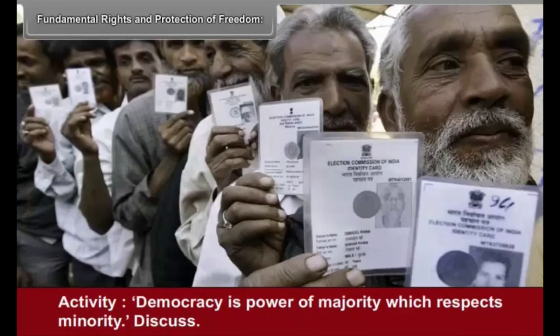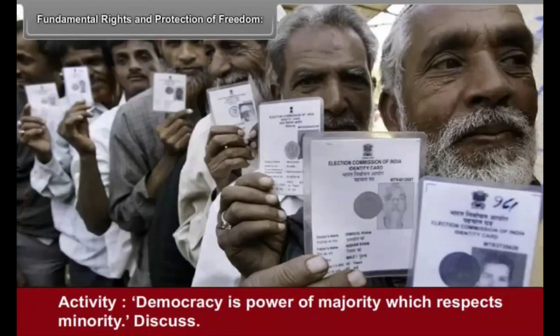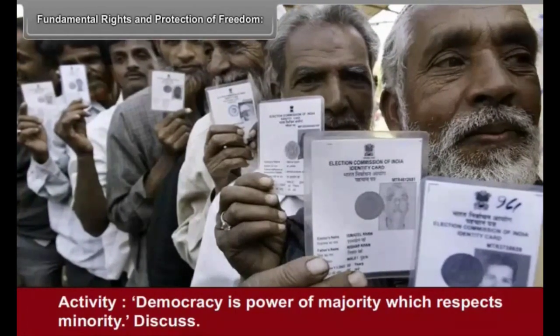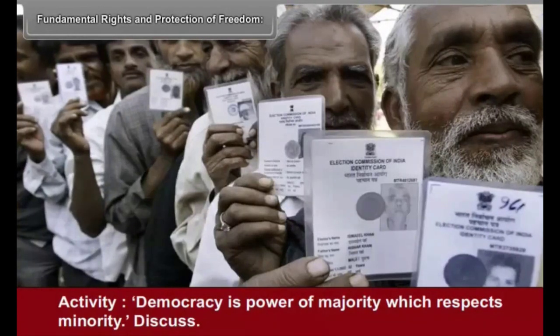Activity. Democracy is the power of the majority which respects the minority. Discuss.